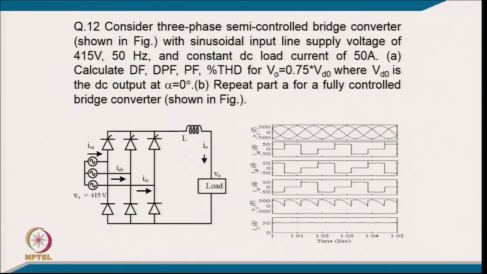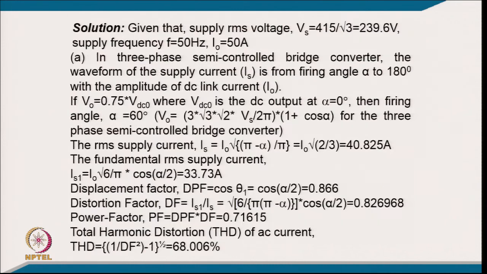In this case you can see the current here, the kind of current for a semi converter. These are the 3 supply currents, this is the output voltage, and this is the output constant current. Given that the supply voltage is 415 by root 3, 239.6 volt, supply frequency 50 hertz, and output current of 50 ampere. In this semi-controlled converter, the waveform of supply current is from firing angle alpha to 180 degree with the amplitude of the DC current, for VO equal to 0.75 VDC0, where VDC0 is the DC voltage at alpha equal to 0. The firing angle alpha comes to 60 degree.